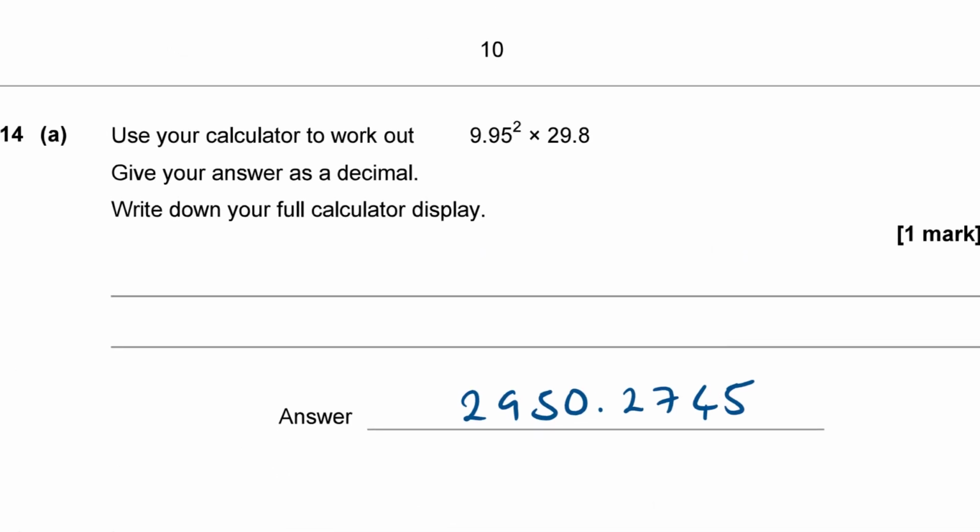So if I look at 9.95, I'm going to round each one of these numbers off to one significant figure. The first significant figure in 9.95 is the 9, which is in the units column. So 9.95 to the nearest unit rounds up to 10. So I'm going to get 10 squared times 29.8. The first significant figure of this number is the 2, which is in the tens column. So let's round 29.8 off to the nearest 10, which is 29.8 is nearest to 30, isn't it? It's nearer 30 than 20. So it's going to be 10 squared times 30.